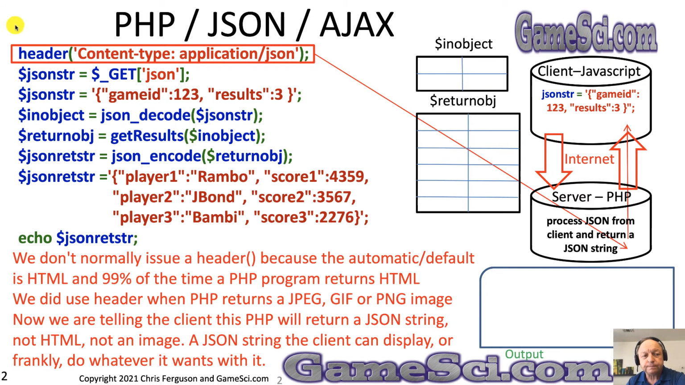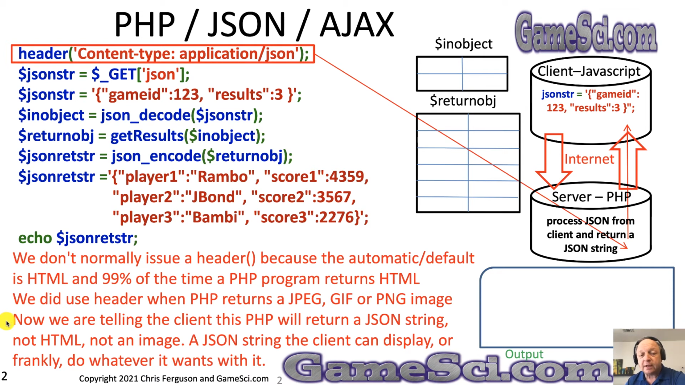Header, content type, application/JSON. We are going to send back to the browser a JSON format string. We don't normally issue a header because the automatic or default is HTML, and 99% of the time, PHP programs return HTML. The one time we called header, we were sending back images, and we had to tell the browser to expect an image in reply to this PHP program.